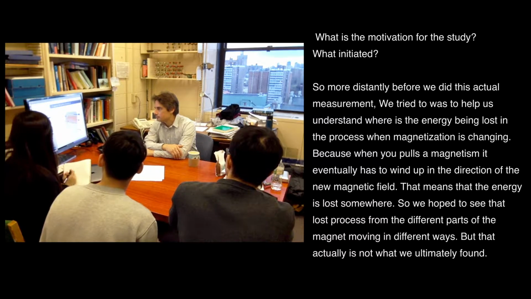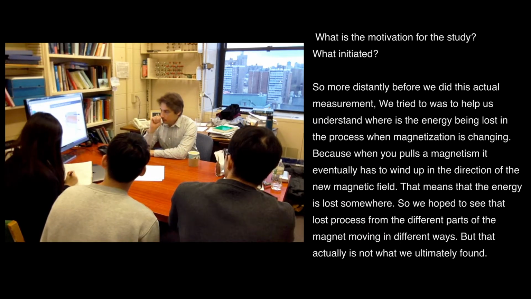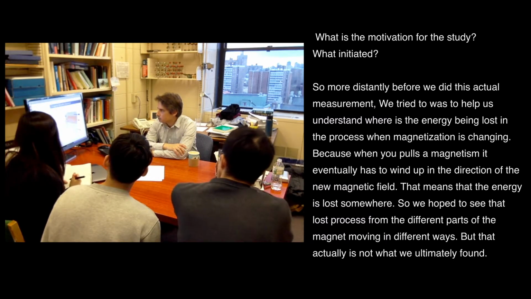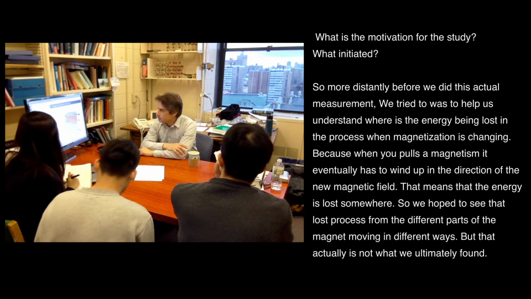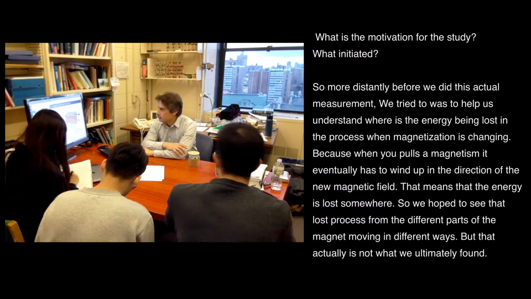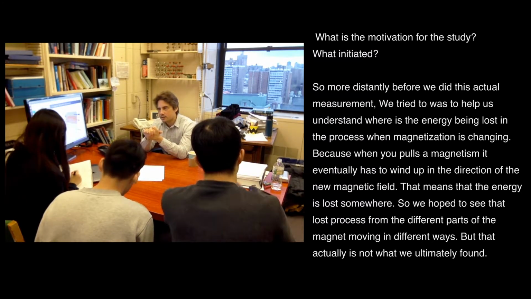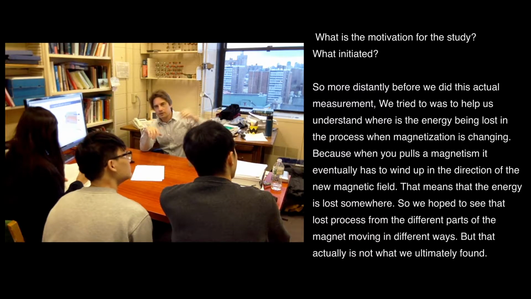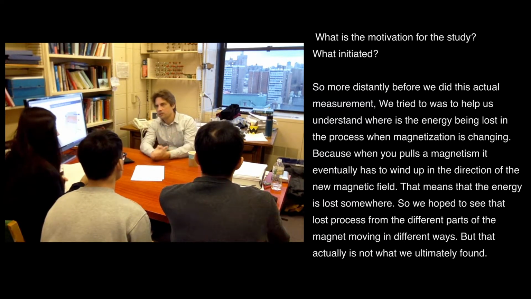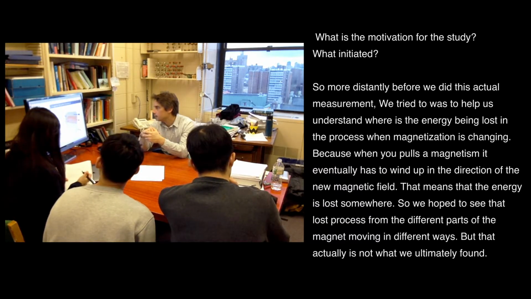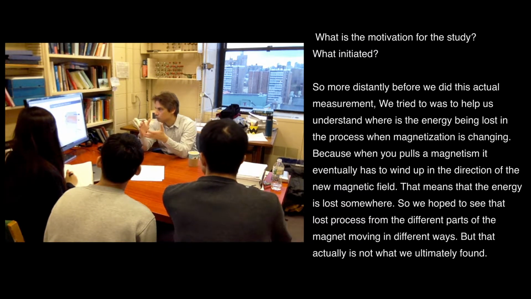Why initiate this one? Well, that's a good question. Before we did this actual measurement, what we had hoped was that it would help us understand how energy is lost in the process where the magnetization changes. Because when you pulse the magnetization, it eventually has to wind up in the direction of the applied magnetic field. That means that energy has to be lost somewhere. So we hoped we'd be able to see that the loss process comes from different parts of the magnet moving in different ways. But that actually isn't what we ultimately found.